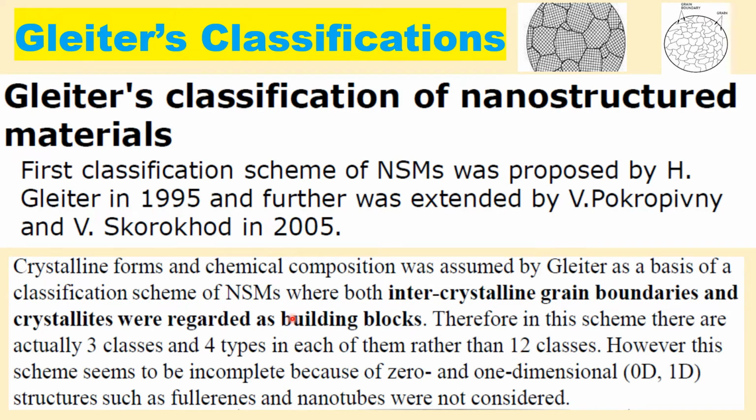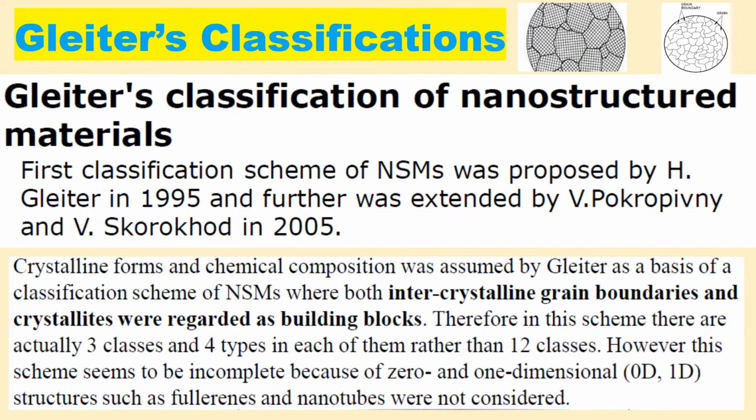and based on intercrystalline grain boundaries and crystallites were considered as the building blocks. Here, in the next slide, we will see that there are 3 classes and 4 types, which makes 12 classes. But at that time, graphene and fullerene were not known, so that's why they were added later.